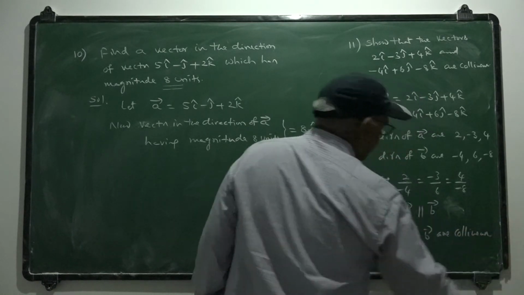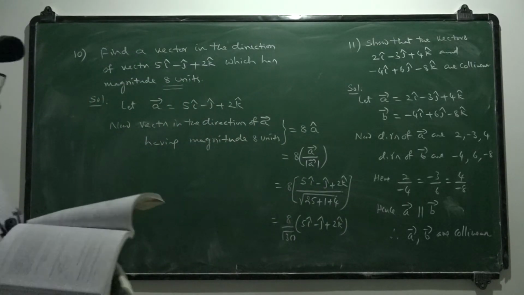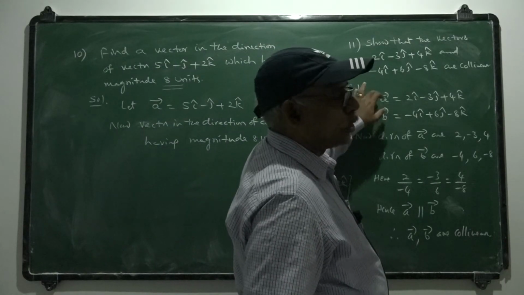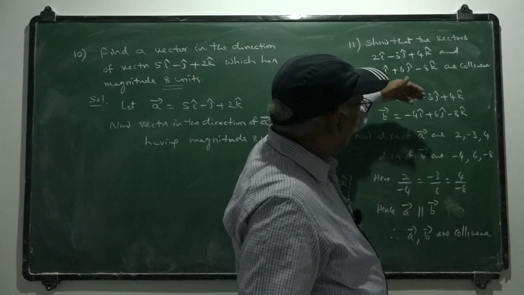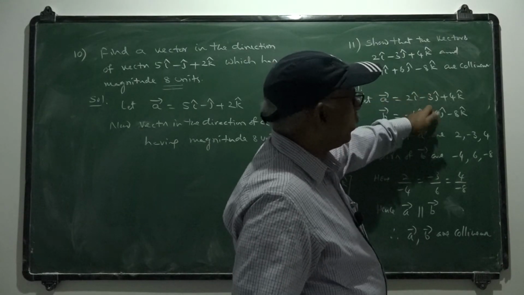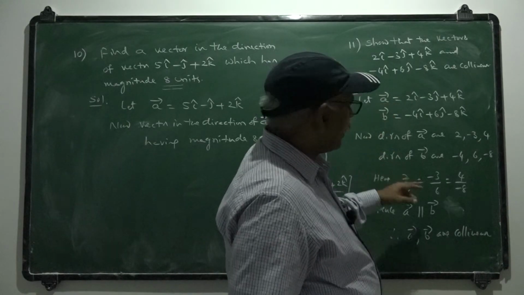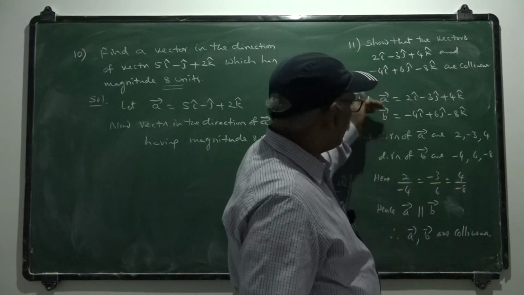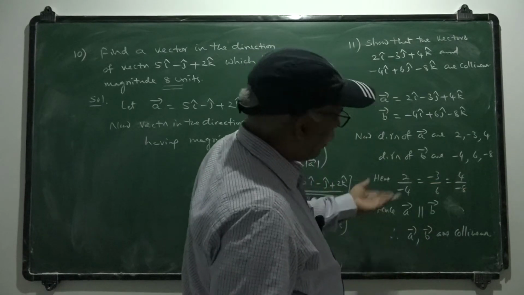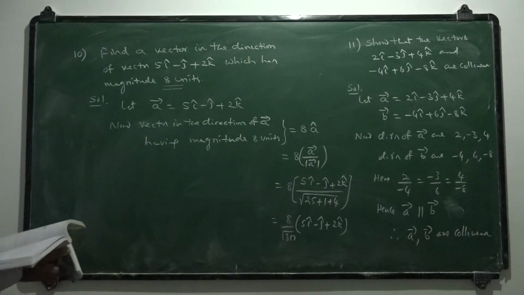Parallel vectors are always collinear. Parallelism of the vectors: once the ijk components are proportional, a1 by a2 equal to b1 by b2 equal to c1 by c2, then you can say the two vectors are parallel. Once they are parallel, they are always collinear. Parallel vectors are always collinear.